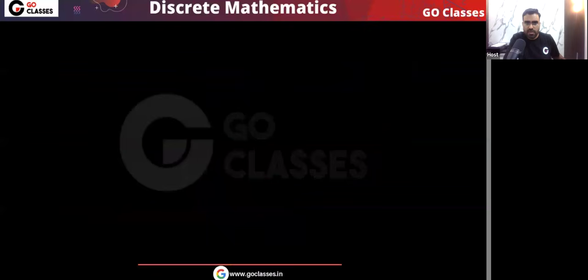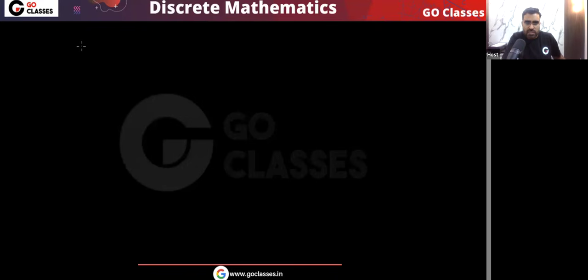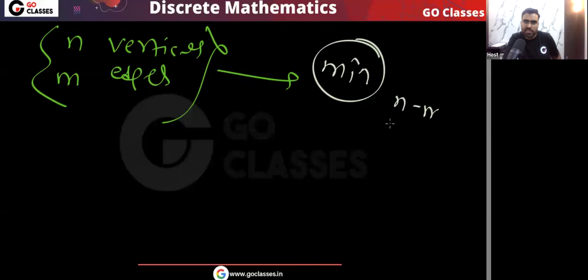Okay. Let me give you one more small observation. If you have a graph with n vertices and m edges, then you already know that we can have at least this many connected components. So look at this. If you have n vertices and there are m edges, we already know that in this situation, what is the smallest number of components we can have? That will be n minus m.